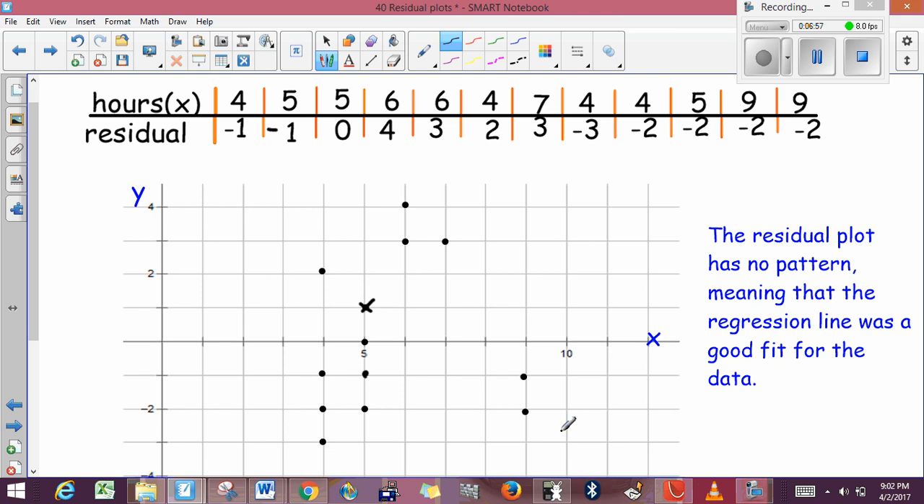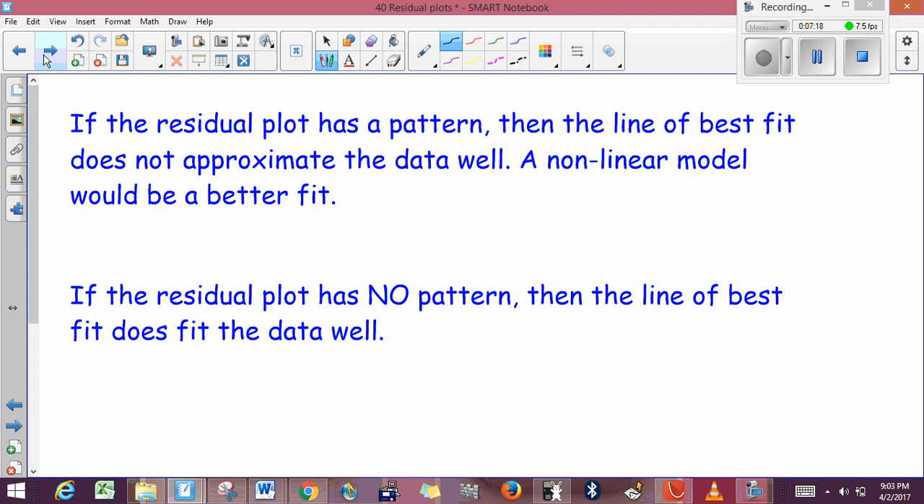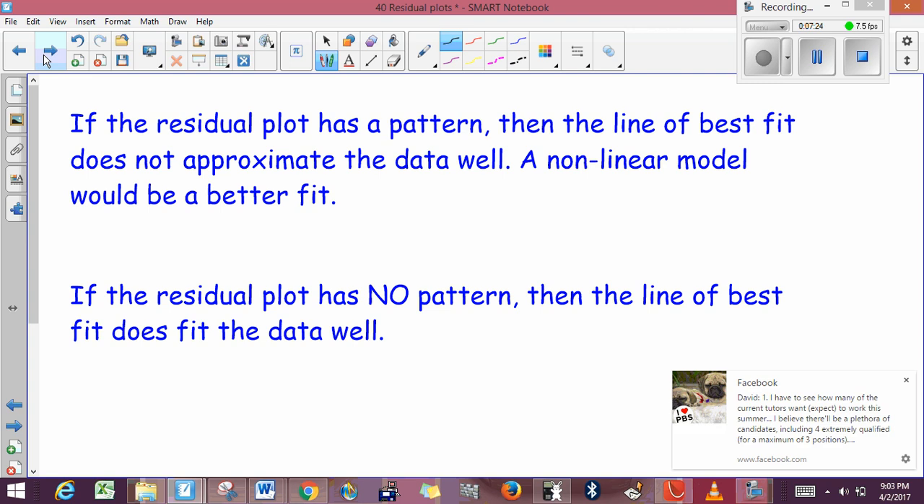And you notice that the residual plot has no pattern, meaning that the regression line was a good fit for the data. That's because if a line is a good fit for your data, that means that the points are pretty close to the line and they're scattered randomly, some above and some below the line. So basically what this is saying is that if the residual plot has a pattern, then the line of best fit does not approximate the data well. A nonlinear model would be a better fit, and we're going to see that in some of our next lessons. If the residual plot has no pattern, then the line of best fit does fit the data well.